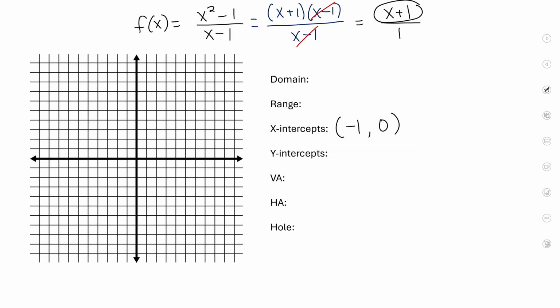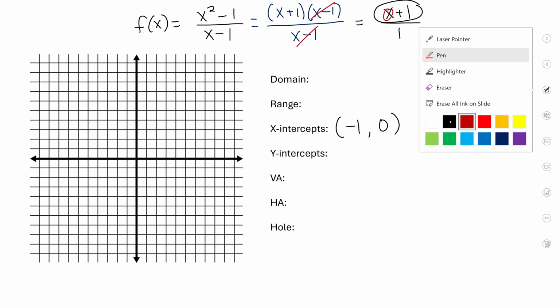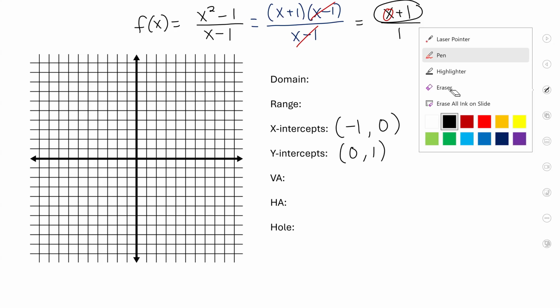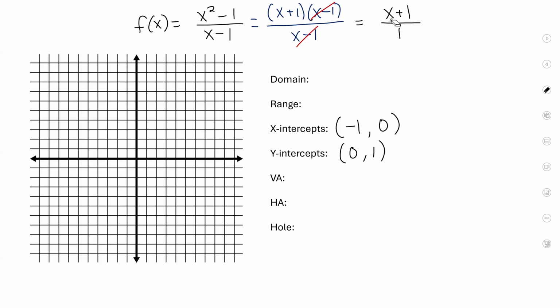Okay, y-intercepts, what do I plug in? A 0. What's 0 plus 1? 1 divided by 1? Okay, so my y-intercept is just 0, 1. Vertical asymptote, what do I do? Exactly, I set the denominator equal to 0. Does 1 equal 0? Okay, so there's none of those. No vertical asymptotes. We set the bottom equal to 0, and it wasn't true.